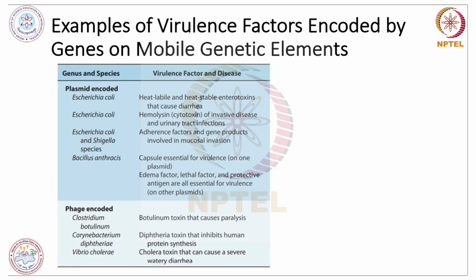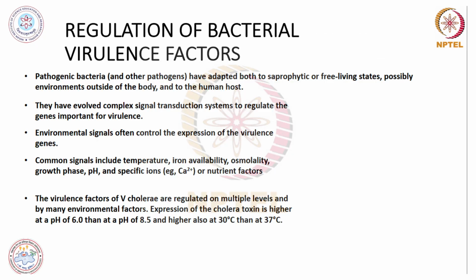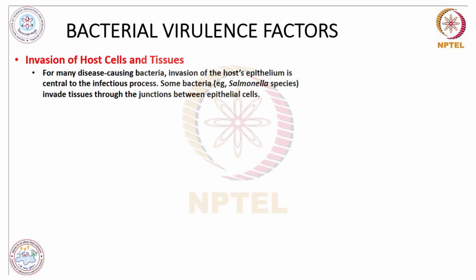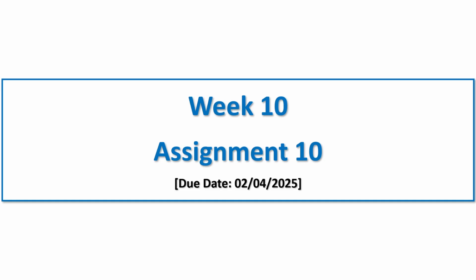Okay, thank you. Then these are some examples of virulence factors which are encoded by genes on mobile genetic elements, like what type of genus or species the plasmid encoded, like E. coli. It has virulence factors such as heat labile and heat stable enterotoxin, and endotoxin. These things are there. So by this, the bacterial infection is also finished.